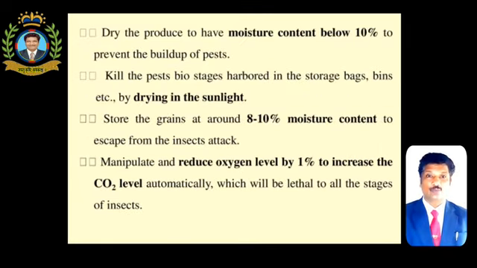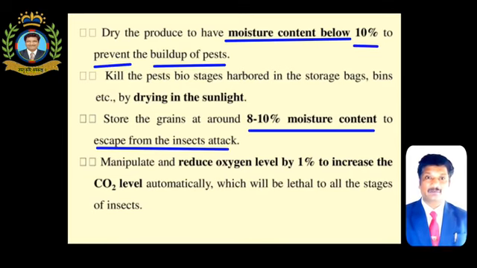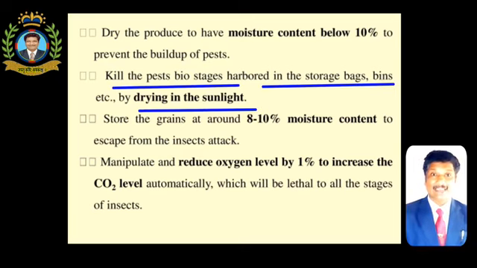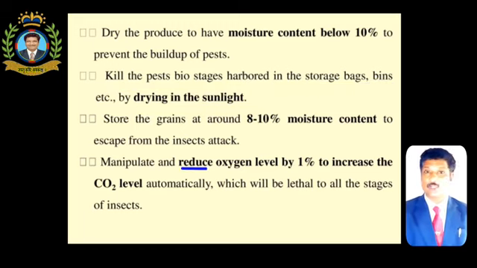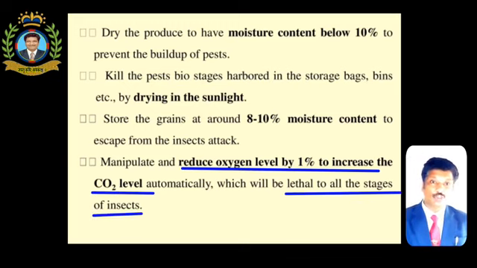Also, keeping the moisture content in the grain between 8 to 10% may help to prevent the build-up or escape the attack of the majority of the stored grain insect pests. Drying in sunlight may also kill the majority of the biostages while you are storing it in the bags or in the beans. Also, reducing the oxygen level of the grain by 1% may automatically increase the carbon dioxide level, which will be lethal to almost all the stages of the hidden insect pests in the stored grains.